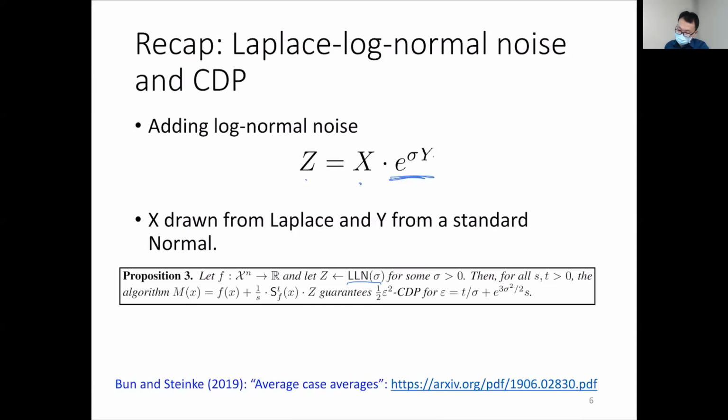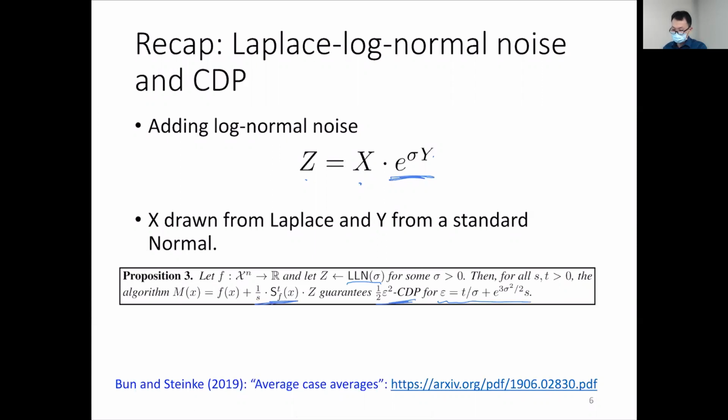The idea is that now we add Laplace log normal noise with magnitude proportional to the smooth sensitivity with parameter t, and this satisfies concentrated differential privacy with parameter being half epsilon squared, with this epsilon being this quantity.